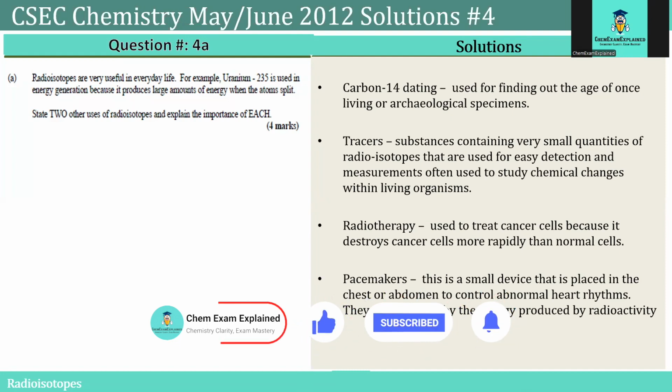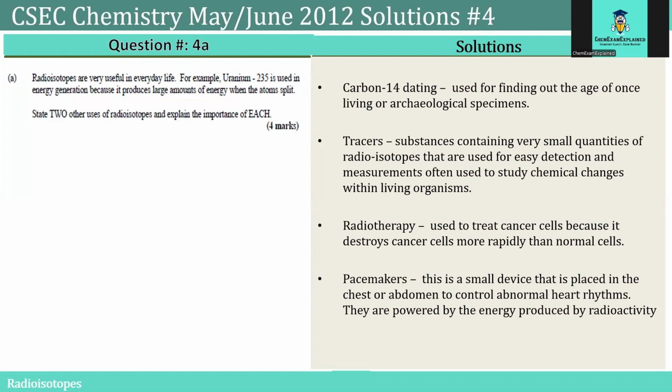In today's video, we will be looking at CSEC Chemistry, May-June 2012, question number 4. Question 4, Part A. Radioisotopes are very useful in everyday life. For example, uranium-235 is used in energy generation because it produces large amounts of energy when the atoms split. State 2 other uses of radioisotopes and explain the importance of each.